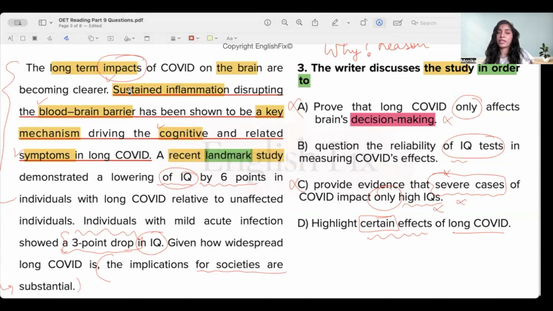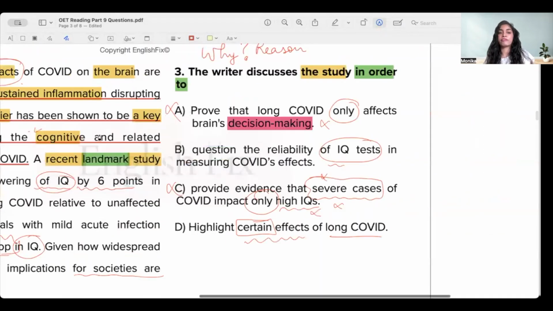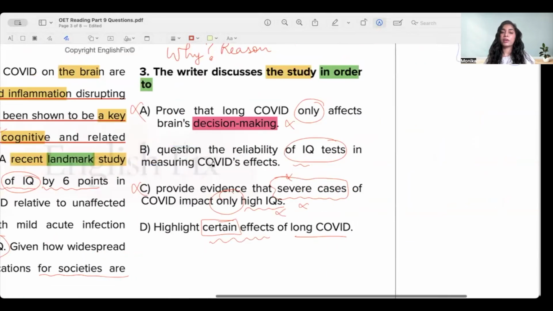And what are those effects? Number one, number two, number three, number four. I can confirm it, and I have found this answer here. If I compare it with B, obviously I will go ahead and choose my answer option D.